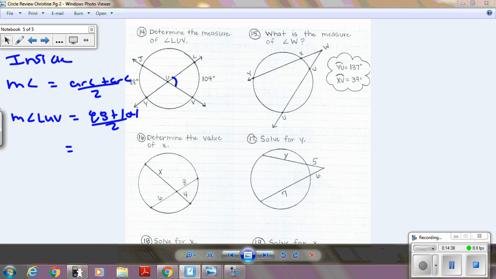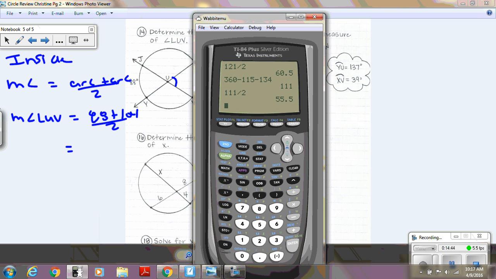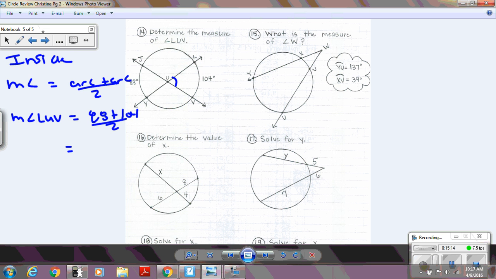So grab our calculator and type this all in at once. So 88 plus 104 divided by 2. Notice I put the top part all in parentheses. You have to do it that way, or you can do it with alpha y equals, but I'd rather do it quickly and in as few steps as possible. That's just my preference. So the angle measures 96 degrees.